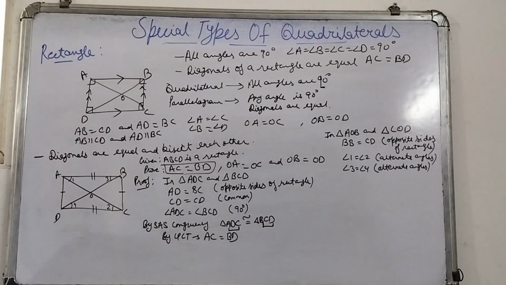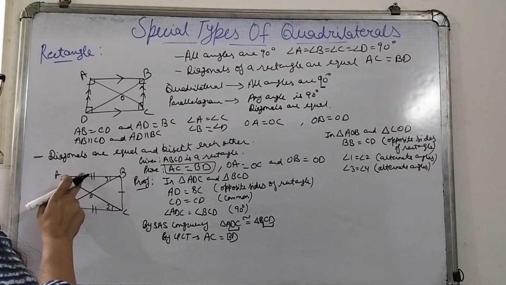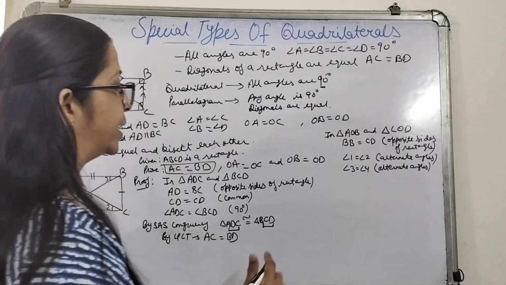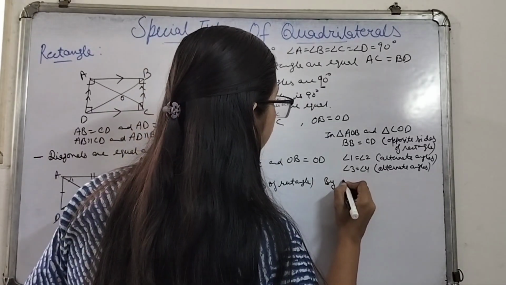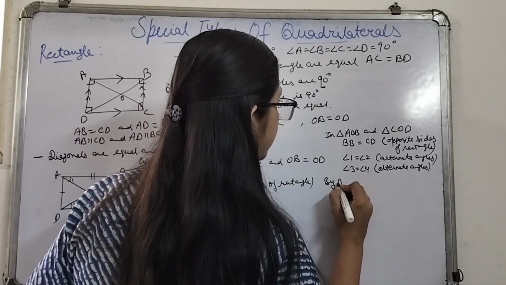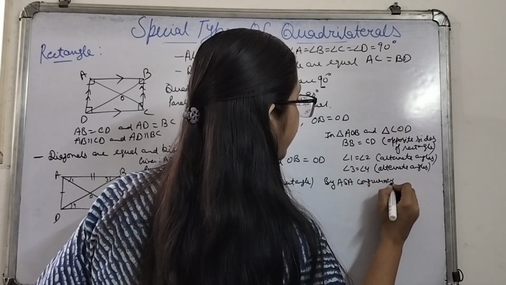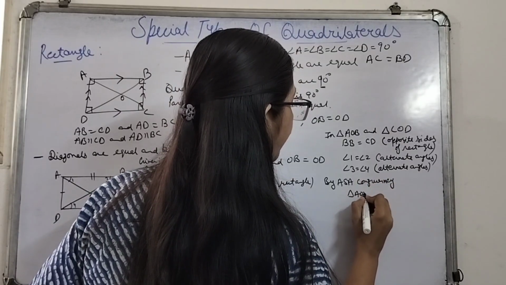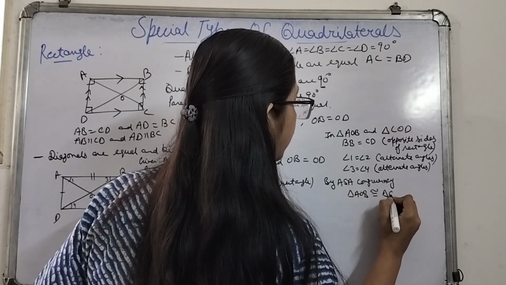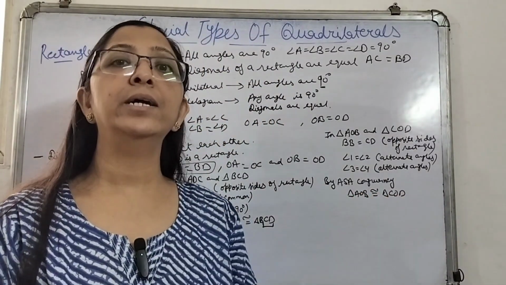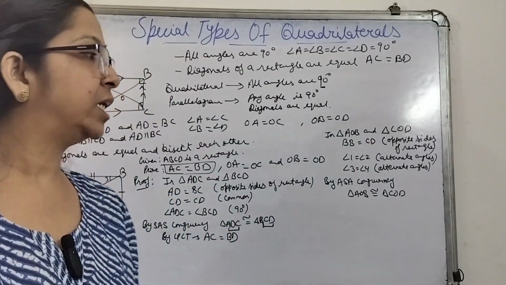So what we can conclude over here is that by ASA congruency, these two triangles are congruent. We can say that by ASA congruency, triangle AOB will be congruent to triangle COD. And we know that if the triangles are congruent, then their corresponding parts are equal.